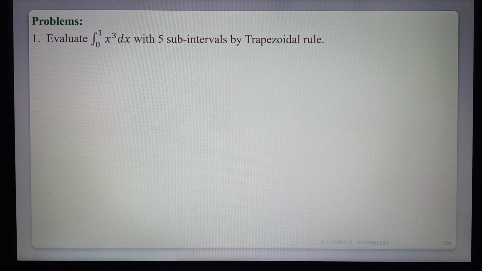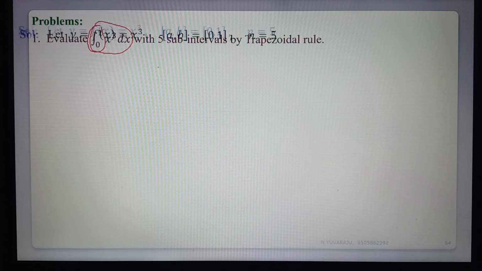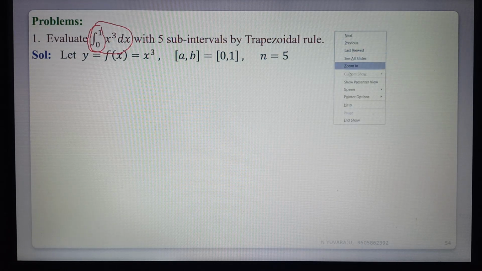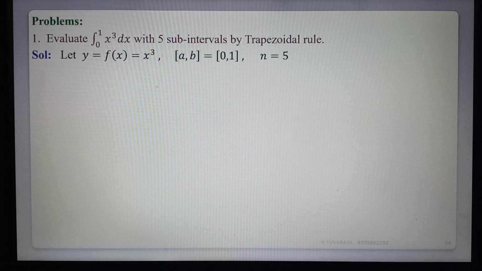First example: evaluate the integration from 0 to 1 of x cube dx with 5 subintervals by the trapezoidal rule. The given interval a, b is 0, 1, which can be divided into 5 subintervals. Let the given function be y = f(x) = x cube. The interval a, b is 0, 1 and n, the total number of subintervals, is 5.